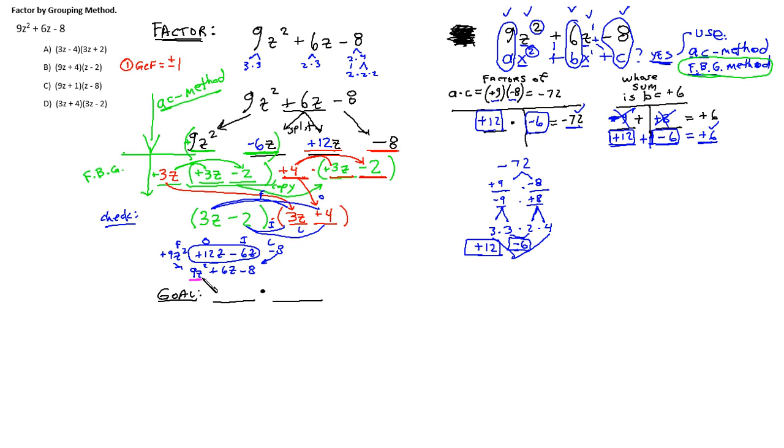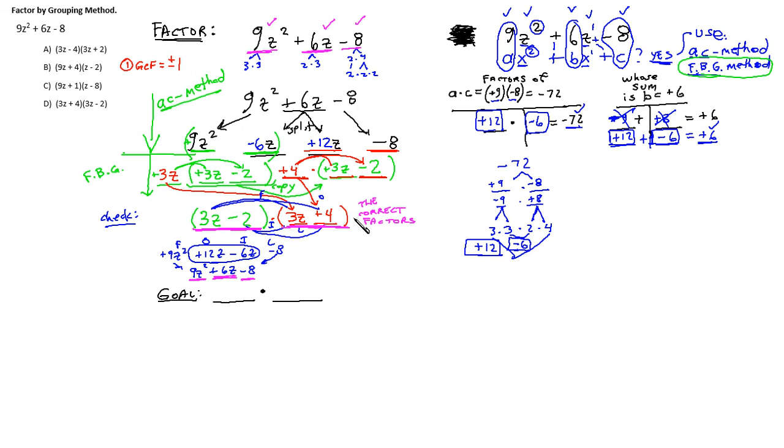Do we have a 9z squared? Yes, we do. It came back with the correct factors here. Hopefully they're correct. Positive 6z to the first. Do we have that in the original polynomial? Yes. Here it is. And minus 8. There it is. All of our original terms came back. So we're looking for an answer that contains 3z minus 2 as a factor and 3z plus 4 as a factor. We would call these the correct factors.